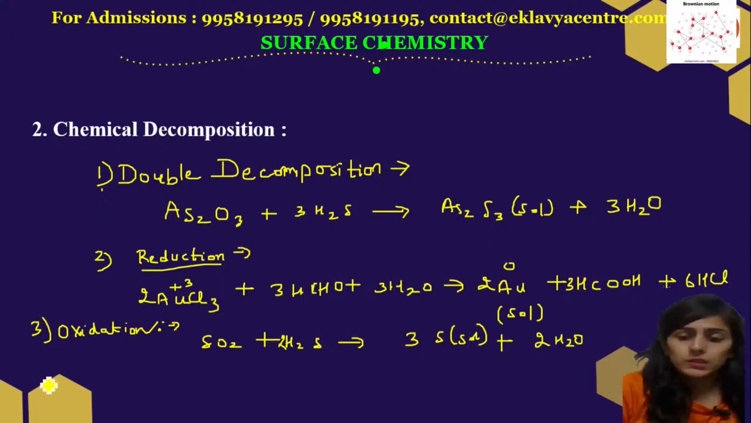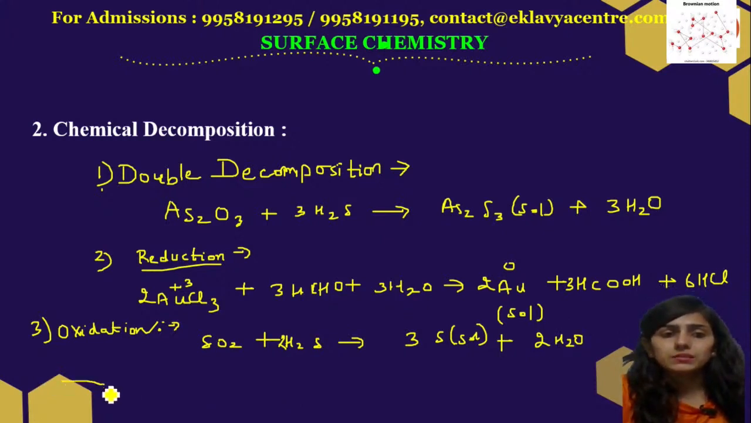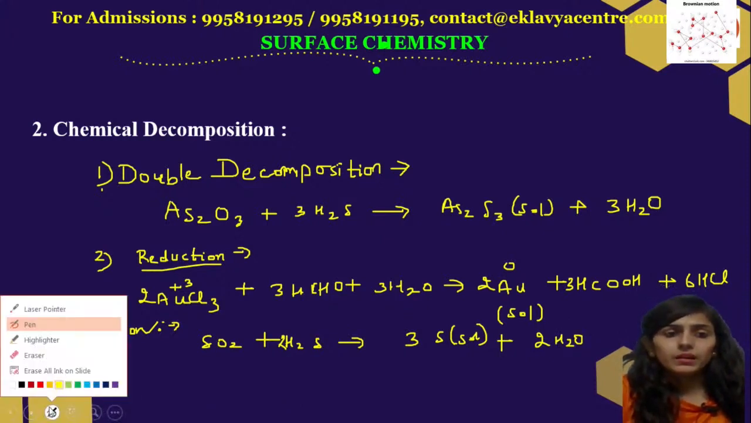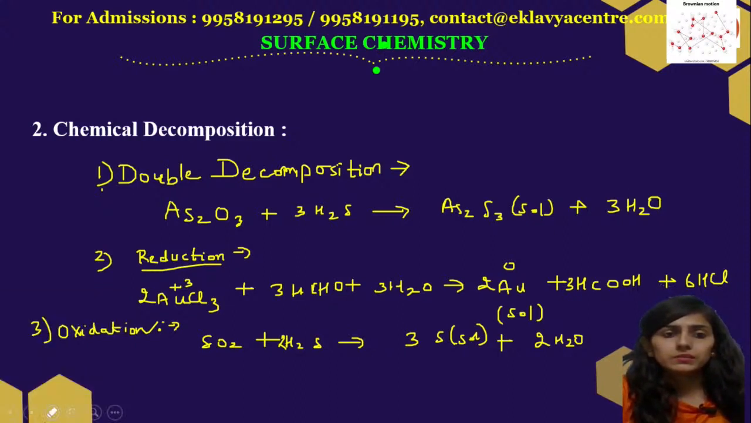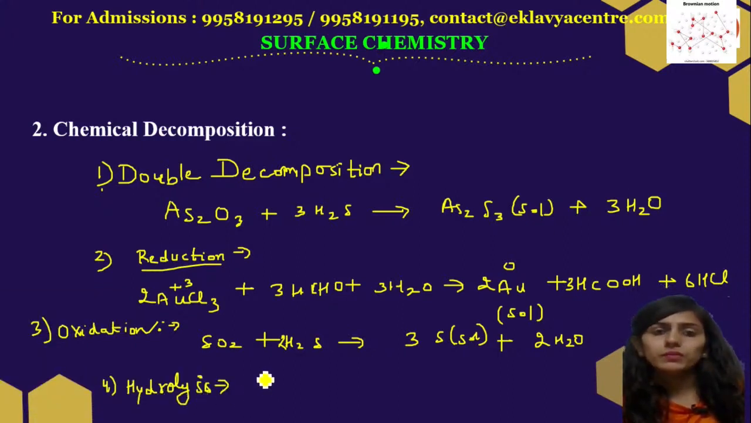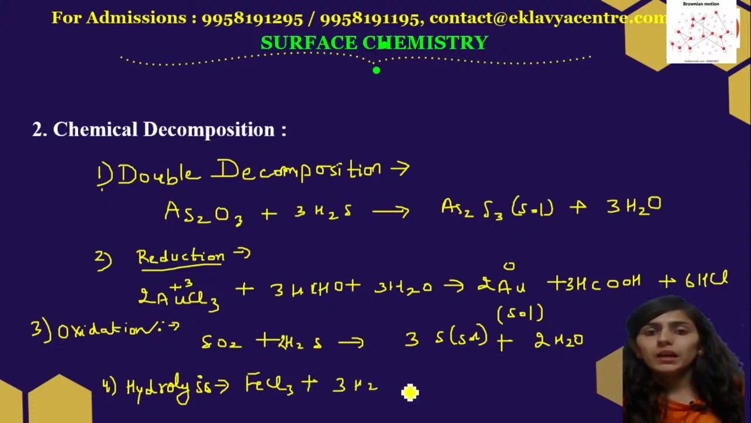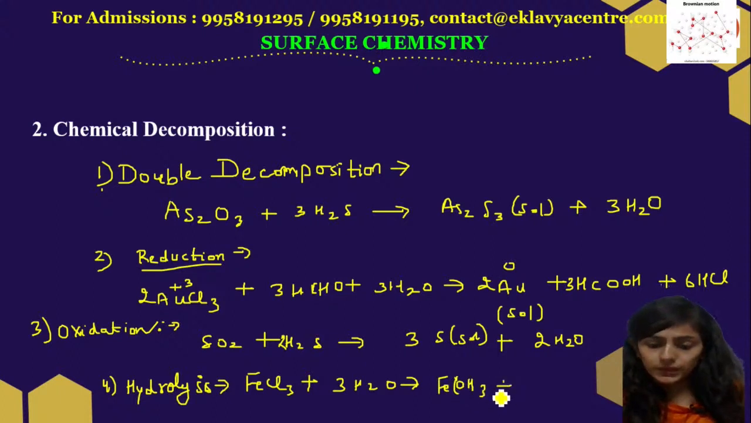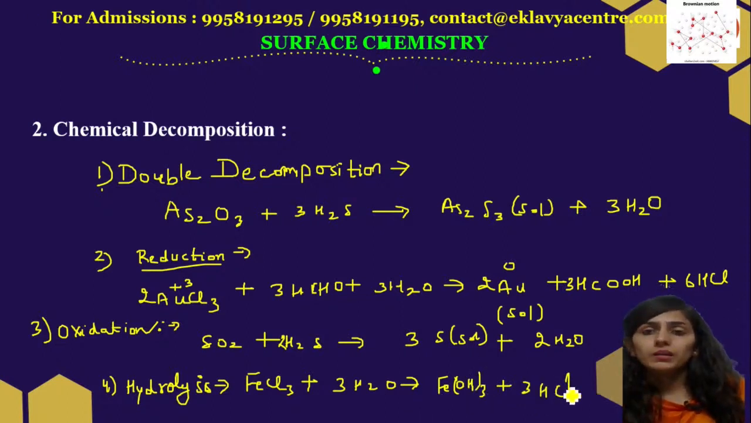Last we have the hydrolysis method. Now what happens here is, suppose we have iron chloride, it reacts with water and hydrolysis takes place and we get a sol of Fe(OH)3 plus 3 HCl. So these are the methods by which we can prepare our sols.